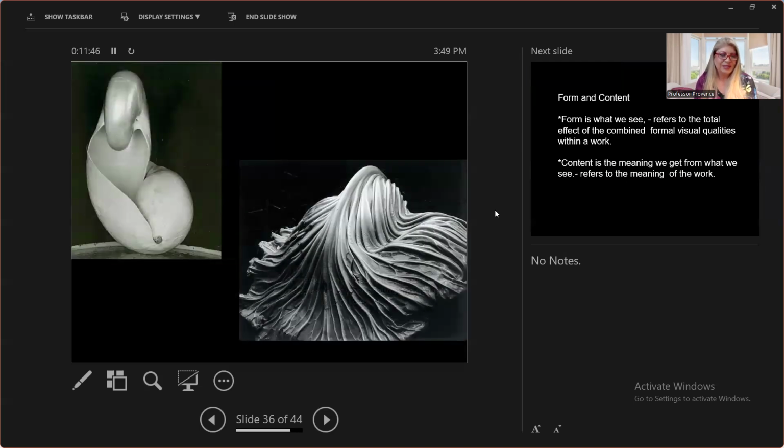So he's done the same thing here again. If we look at the image on the left, this is a seashell.